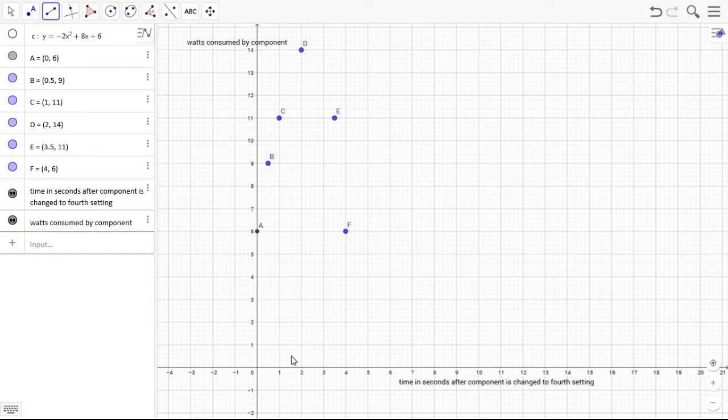Now I want to study what happens to that component after it's changed to the fourth setting. So, like gear 1, 2, 3, 4. You know how you turn a dial. When it's turned to the fourth setting, what happens to it? I don't check one component, I do a bunch of components a lot of times, and I find that before being turned to the fourth setting, it's around 6 watts. The minute it's turned to the fourth one, in half a second it goes up to 9.